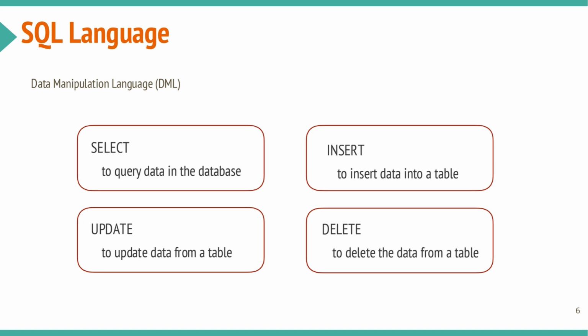Update, this is for changing existing data. For example, updating a student's phone number. Delete is for removing data. For example, deleting a class that has been canceled.